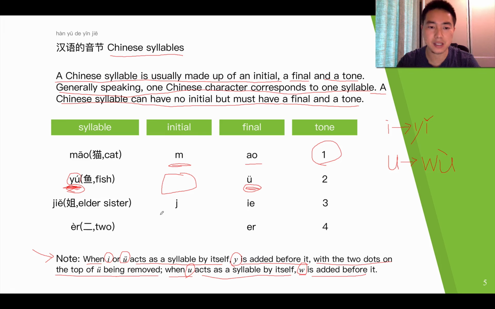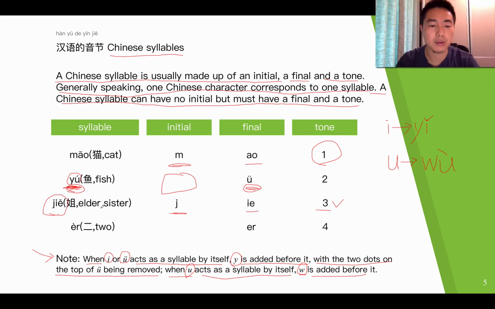Now, the third one. The third one is simple. Firstly, the initial is j. The final is ie. The tone is the third tone, like this. So, we combine them together. Read after me. J, ie, jiě.